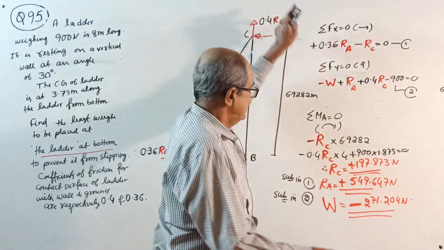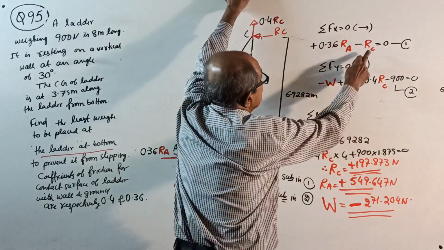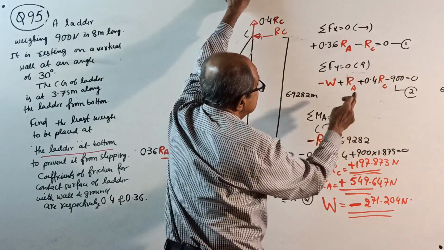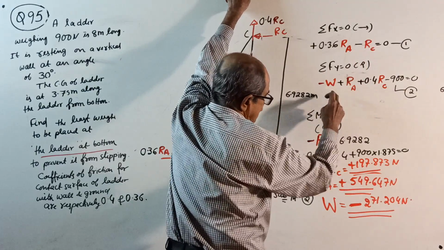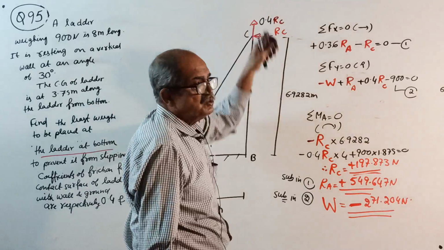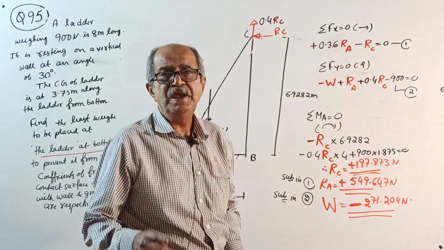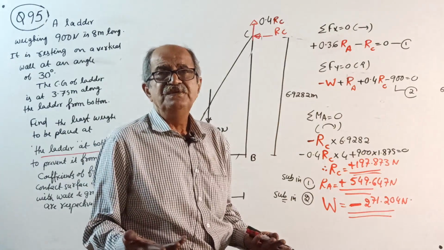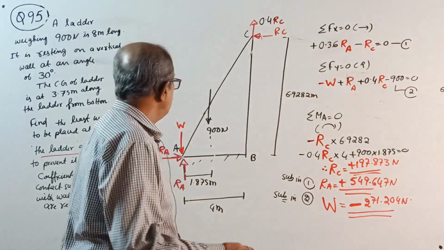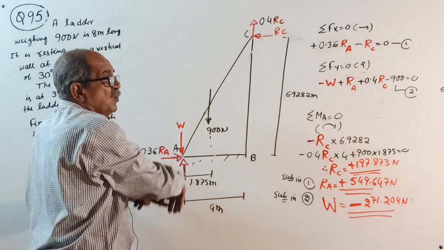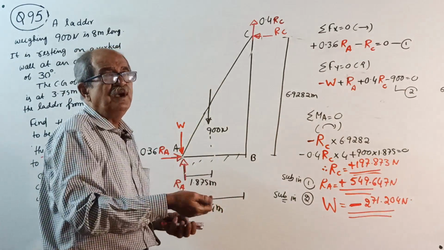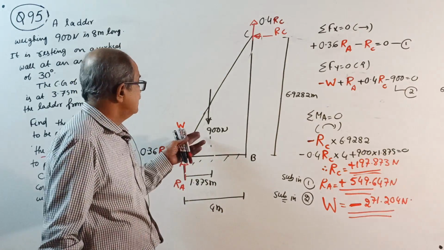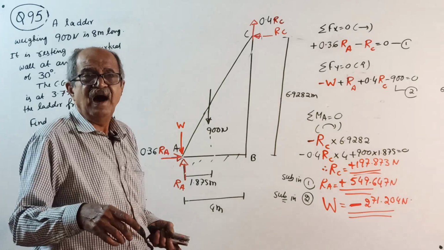RC will come. Substitute that RC in equation 1, you get RA. Substitute RC and RA here, your W will come minus 271.204. Make a note. Negative sign indicates that no load is required. See how much you have to apply vertically downward load. Negative means if you want, you can even lift it up. Or you can say the ladder is already stable.